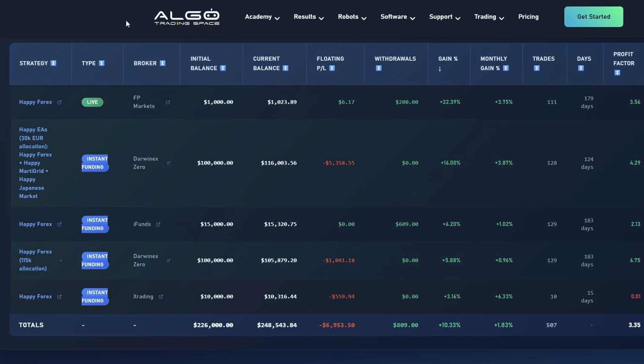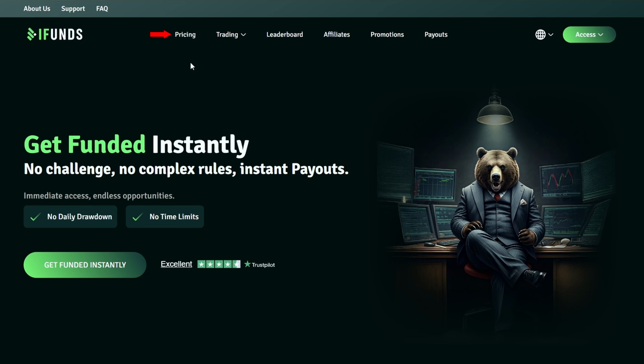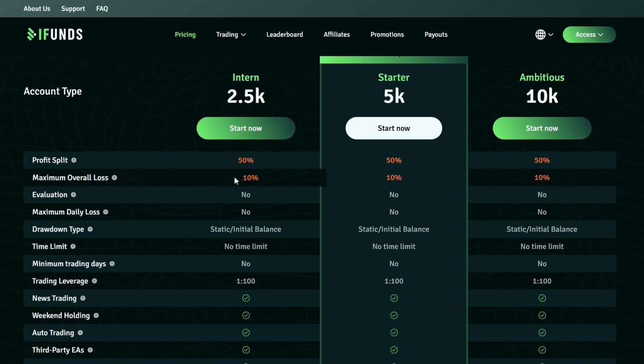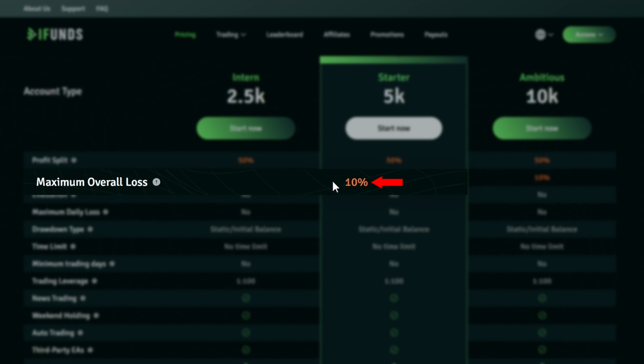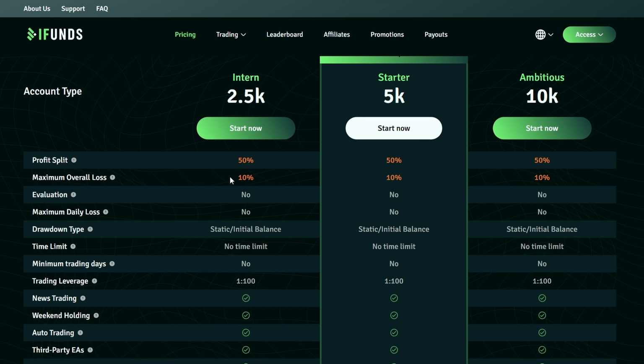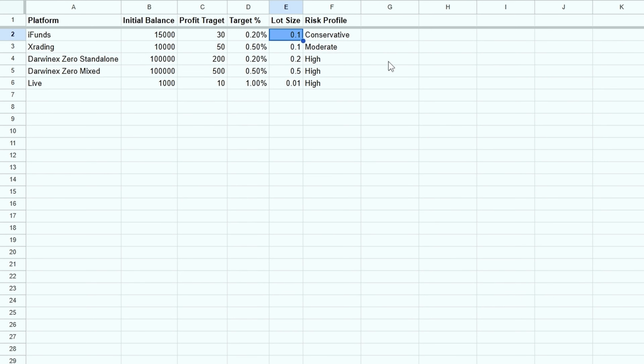Let me go back to the website and show iPhones. If I go to their pricing, here you can see maximum overall loss is 10%. So with that in mind, and the fact that with our default settings we were reaching -8%, it was reasonable enough to think that trading with the same lot size, we could go close to -8%. So what we did here, actually in the demo account, the profit target is $100. So we decided to lower that one in order to trade low risk and stay within the drawdown limit.